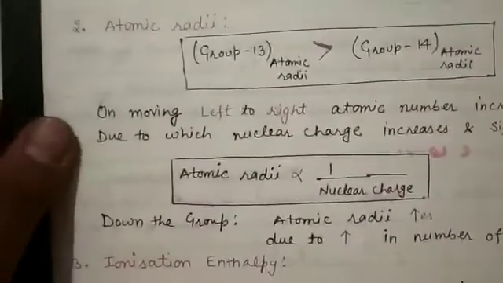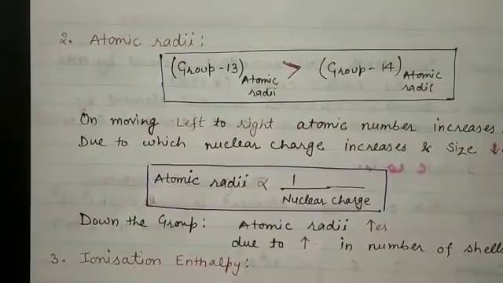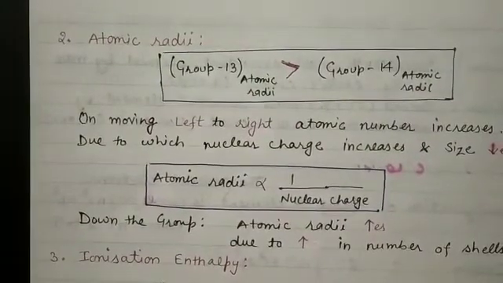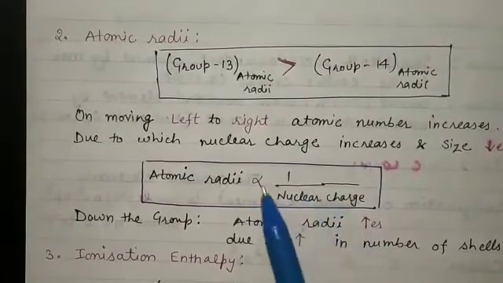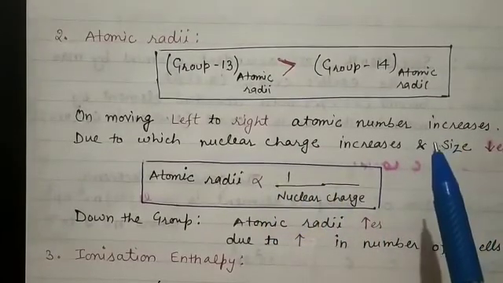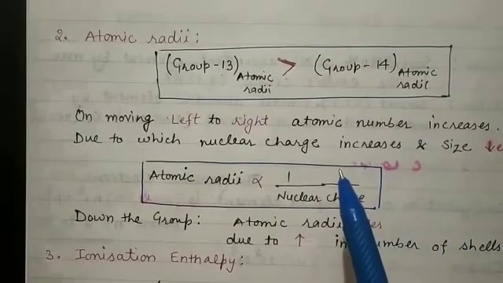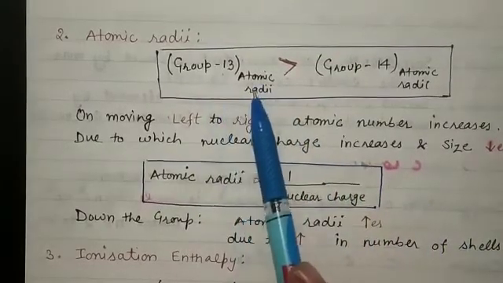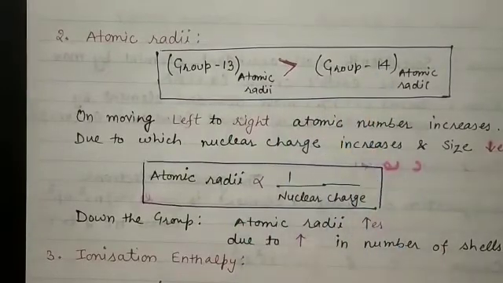Now after electronic configuration, if we look at the atomic radii and compare them with the group 13 members, you will observe that the group 13 atomic radii are greater than those of the carbon family, that is group 14 atomic radii.